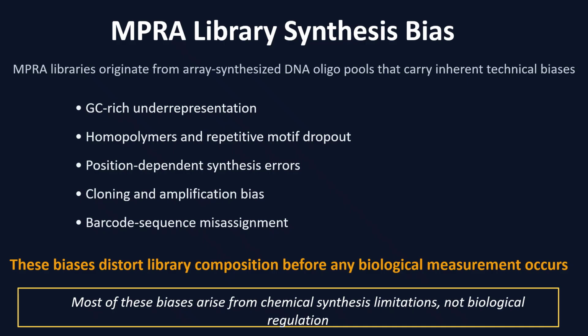This means the data distribution used for model training reflects both the sequence biology and library construction bias. So for modeling, this is critical, right? Because observed counts reflect what was successfully manufactured and delivered, not just what is biologically functional. So most of these biases actually arise from synthesis and handling limitations, not necessarily biological regulation.